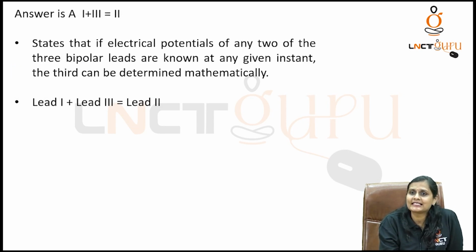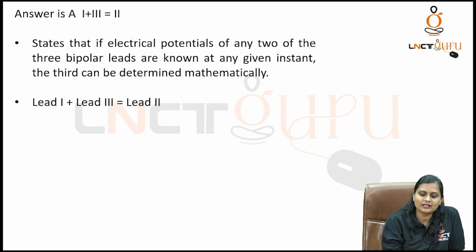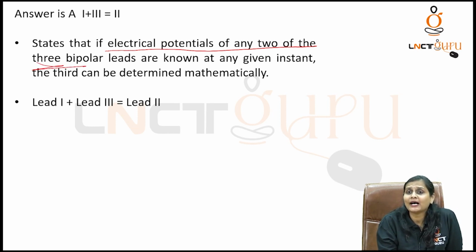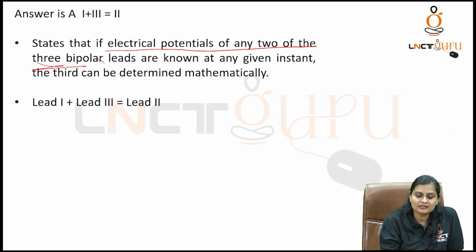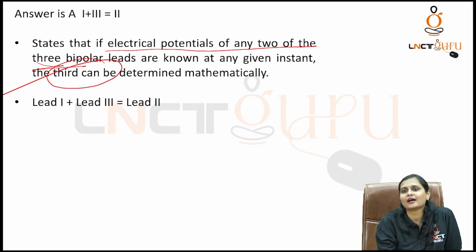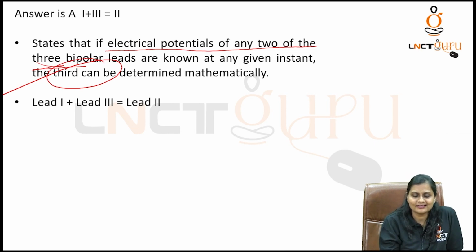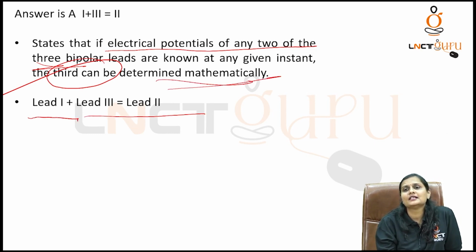Einthoven's law states that if you know the electric potential of two leads, that is, if you know the electric potential of two out of the 3 bipolar leads at any given instant of time, you can easily calculate the third one. So this can be mathematically written as lead 1 plus lead 3 is equal to lead 2. Okay, so this is your Einthoven's law.